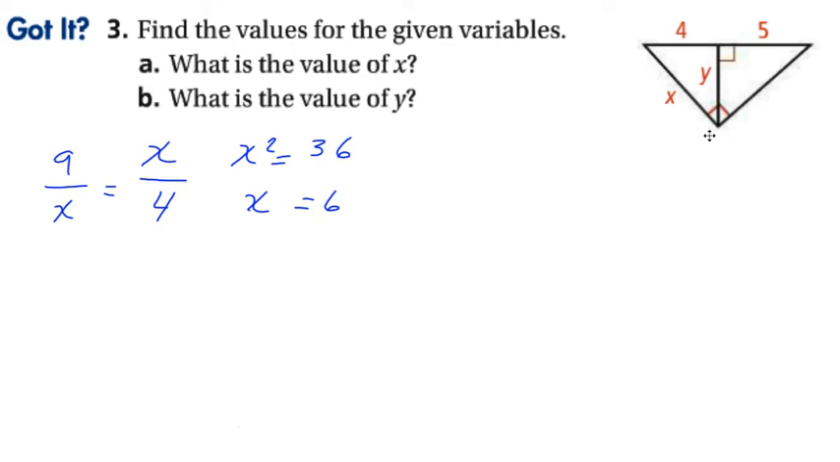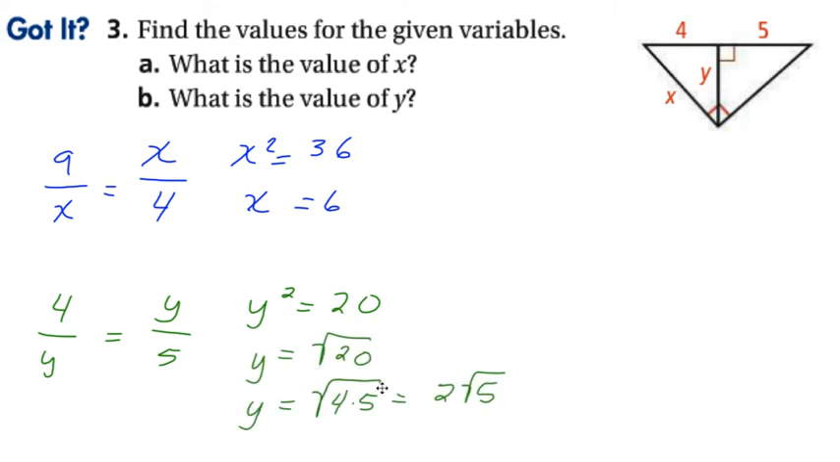The value of y, this one's going to use the first theorem that we had. So we're going to say 4 is to y as y is to 5. And then multiplying, we get y squared is 20. But 20 has a perfect square of 4 in it, so that 4 is going to come out as a 2, and we get 2 square roots of 5.